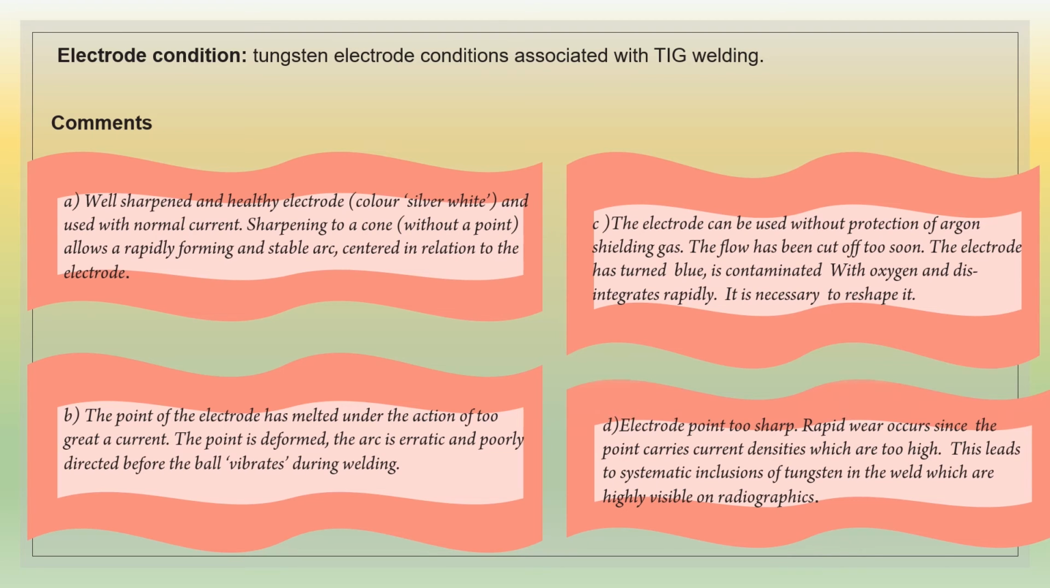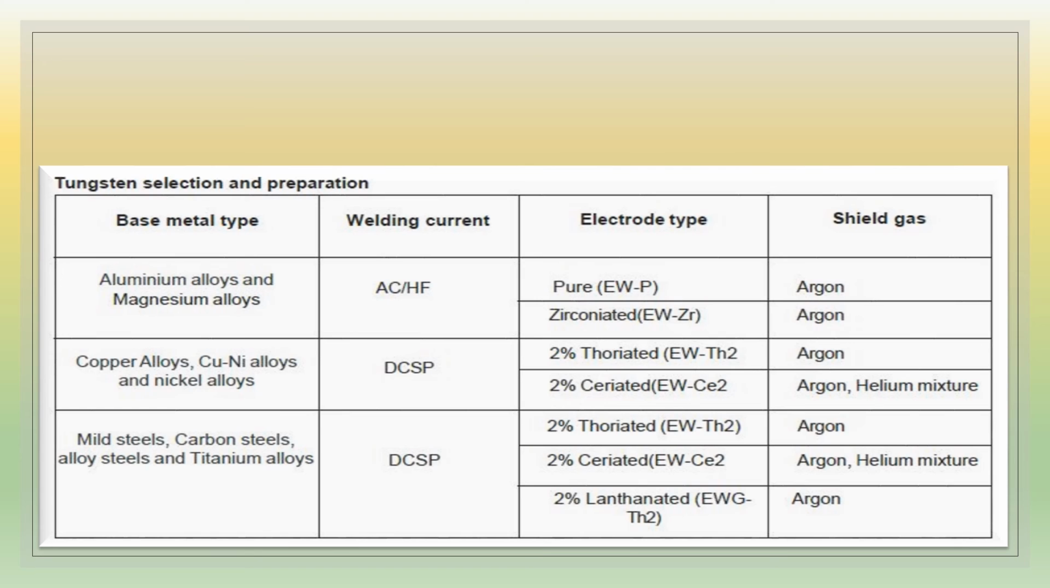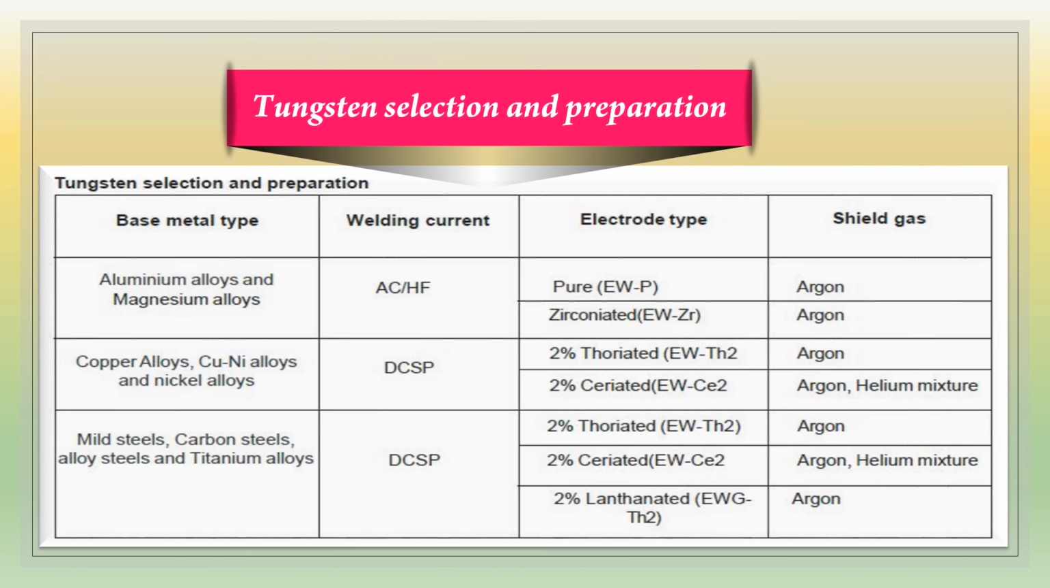D. Electrode point too sharp. Rapid wear occurs since the point carries current densities which are too high. This leads to systematic inclusions of tungsten in the weld, which are highly visible on radiographs. Tungsten selection and preparation you can see in the table given below.